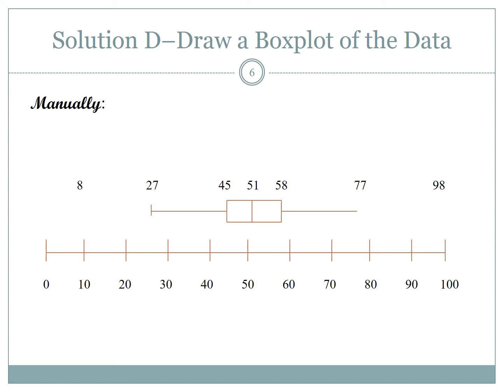98 is not within the bounds, so for that reason it's out, it's an outlier. And the way we indicate outliers is by stars. So you put in a star here at the 8, and then you put one in here at the 98 to indicate that we have outliers. Again, 8 is a low outlier, 98 is a high outlier.